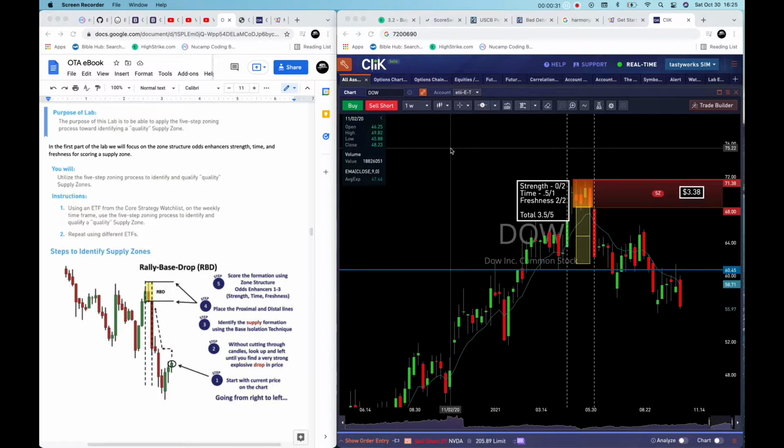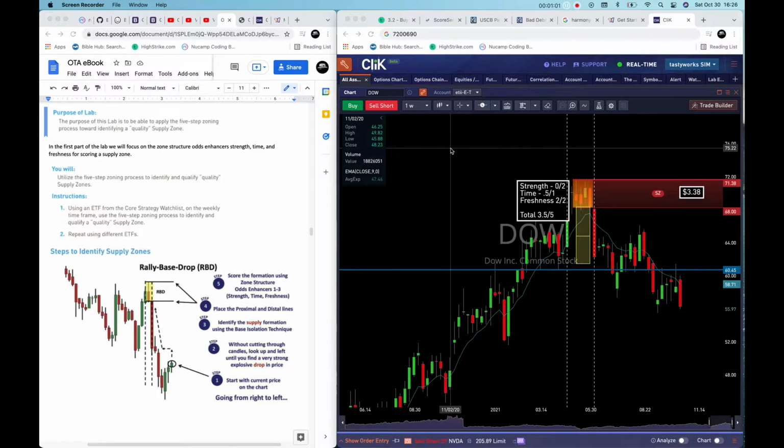So while in the first part of the lab we will strictly focus on the zone structure odds enhancers, you will have an opportunity to go through the 5-step zoning process for each of the supply zone formations. All right. And then as per usual, as we are going through the lab, I will demonstrate the exercise, and then you will have an opportunity to conduct several exercises on your own.